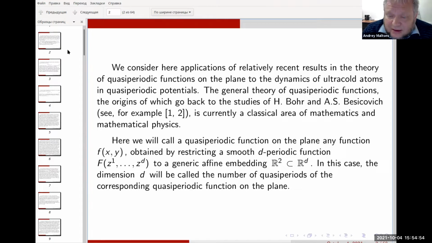Just to avoid any misunderstanding, we call a quasi-periodic function, as I said, the function given by a restriction of a periodic function of high dimension under some affine embedding of R2 in RD.